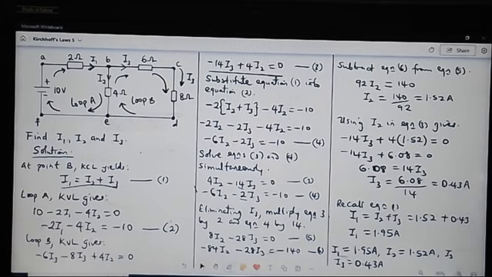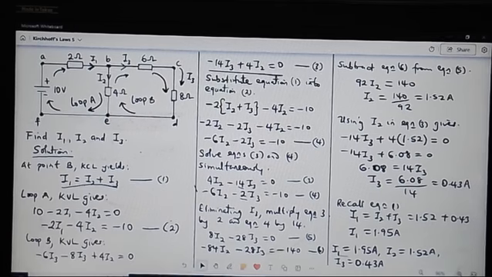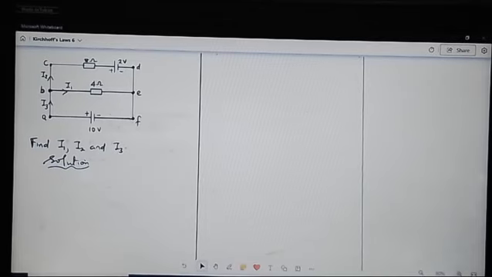So let's take on another example. Here we have another example. Without wasting time, just apply Kirchhoff's current law first. Checking the circuit diagram, the convenient point where we can apply Kirchhoff's law is point B.